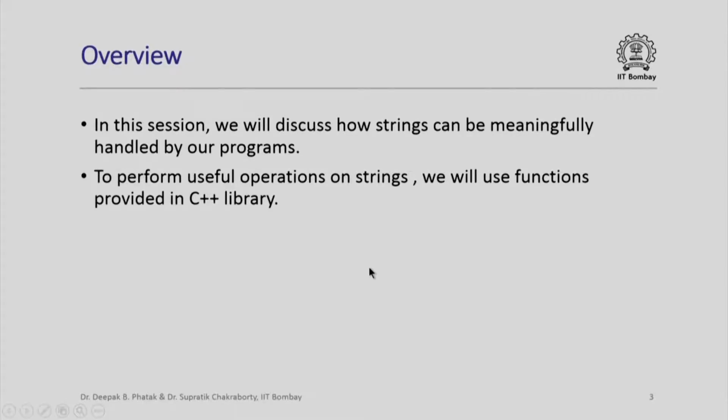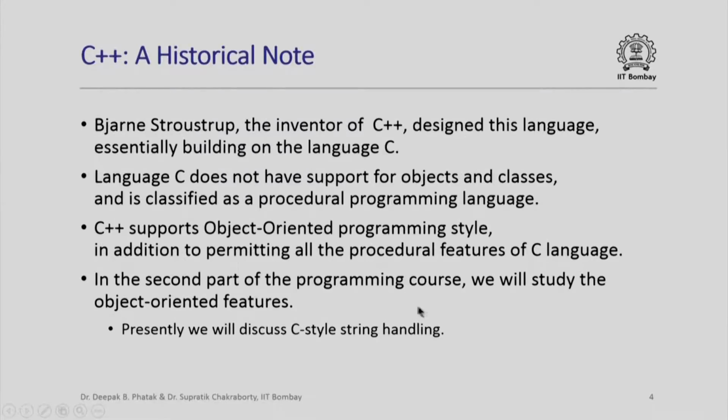It is important to understand that C++ actually handles character strings in two different ways. To see why it is so, it is useful to look at some historical context. Bjarne Stroustrup, who invented C++, designed this language essentially building on the language C which existed then. The language C does not support objects and object oriented programming. It is classified in fact as a procedural programming language.